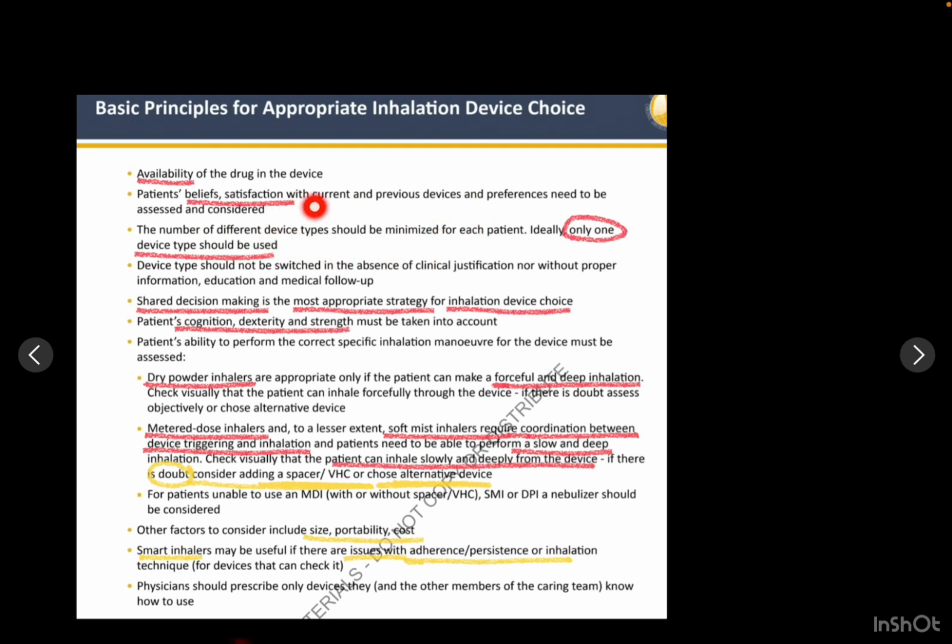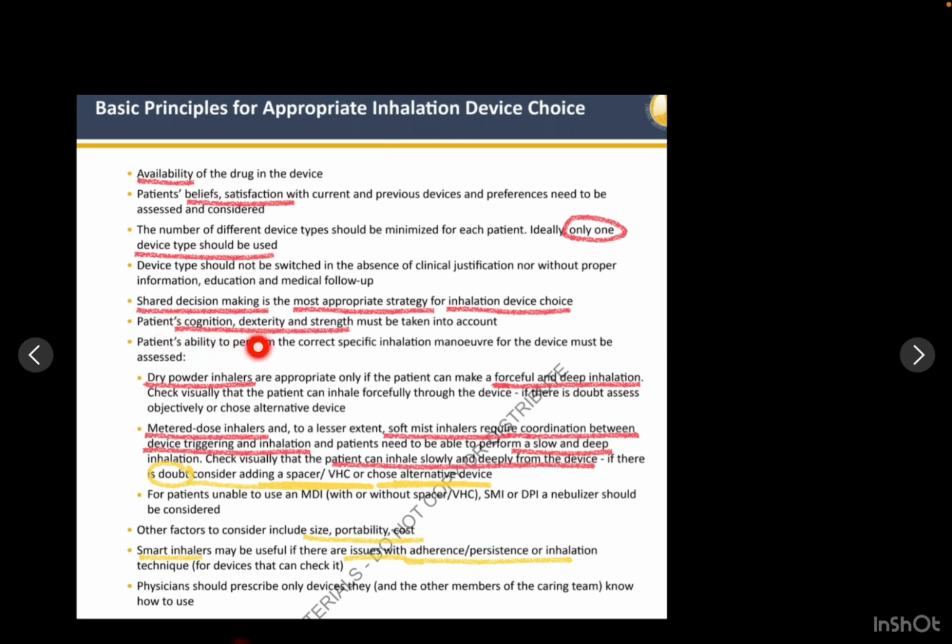The number of different device types should be minimized for each patient, so we have to finally choose only one device type. Then they are telling that device type should not be switched in the absence of clinical justification. So there should be proper clinical justification if we are changing the inhaler. Then they are telling that shared decision making is the most appropriate strategy for inhalational device choice, so it should be a common decision between the patient and the doctor.